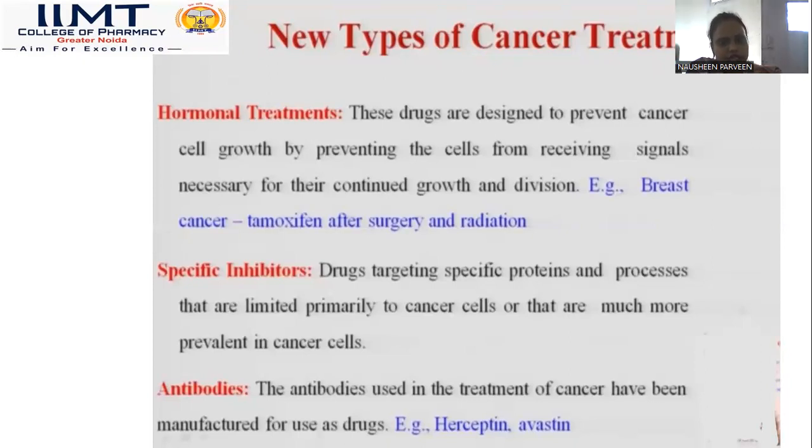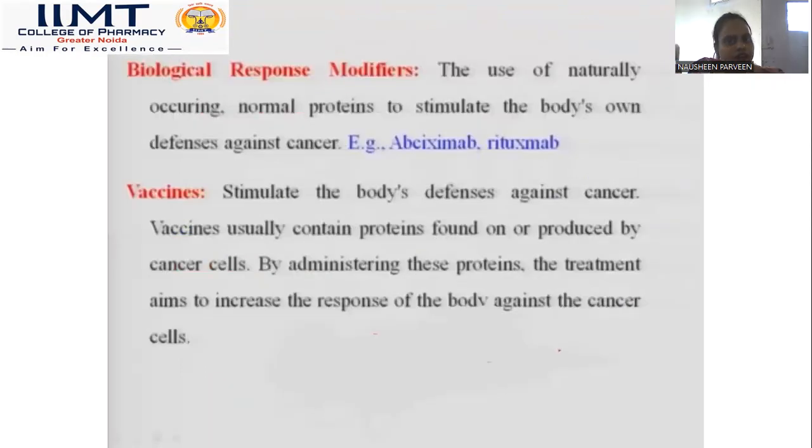Next is specific inhibitors, drugs targeting specific proteins and processes that are limited primarily to cancer cells or that are much more prevalent in cancer cells. Next is antibodies. The antibodies used in the treatment of cancer have been manufactured for use as drugs. Example, Avastin. Next is biological response modifiers. The use of naturally occurring normal proteins to stimulate the body's own defense against cancer. Example is rituximab.